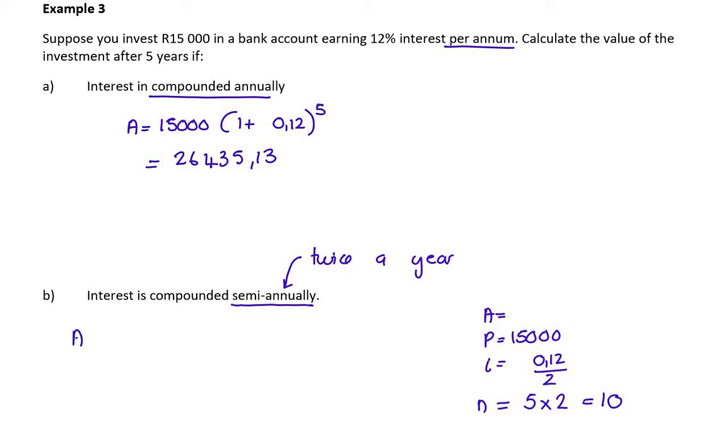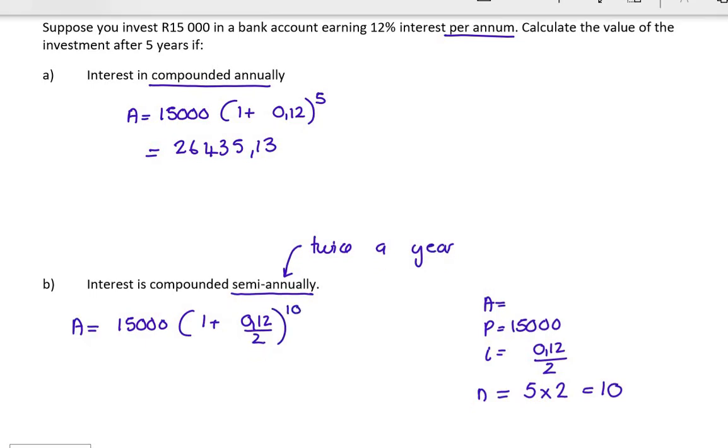So if I substitute into my formula, it's 15,000 Rand. When I get interest, it's 12% divided by 2, which is actually 6%, but I'm going to get interest 10 times. So as predicted, that gives me 26,862 Rand and 72 cents. So, 430 odd Rand extra, which again, when you're dealing with millions of Rands, makes a huge difference.